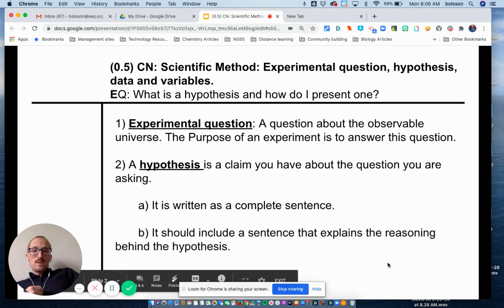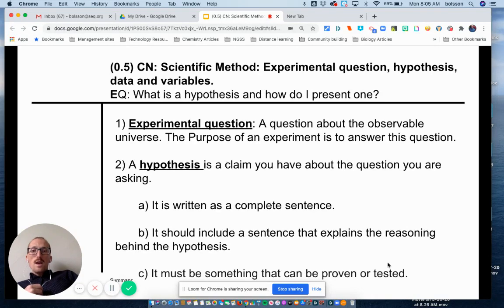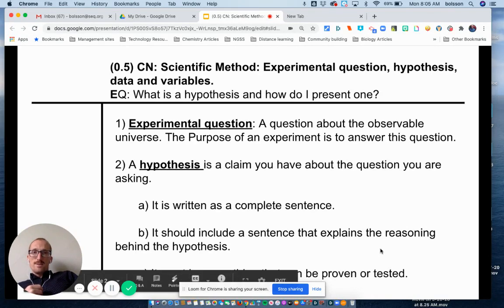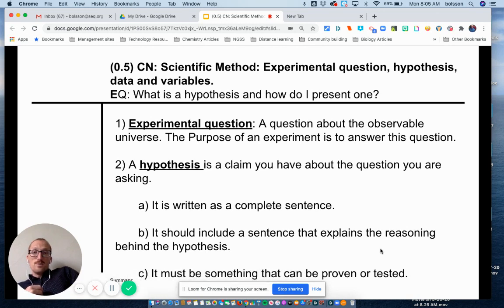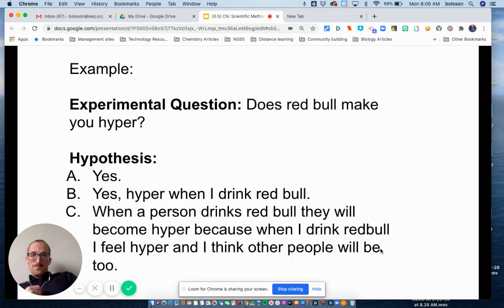It should include a sentence that explains the reasoning behind your hypothesis. So you have to have some reason for your claim. And it has to be something that can be proven or tested. Okay, so you have to be able to actually test it. So there's lots of questions you could ask that may not be provable. Okay, so science can only answer questions that are provable, that are testable.